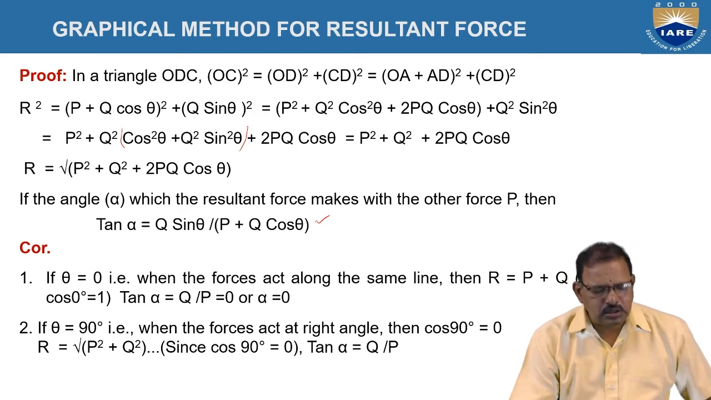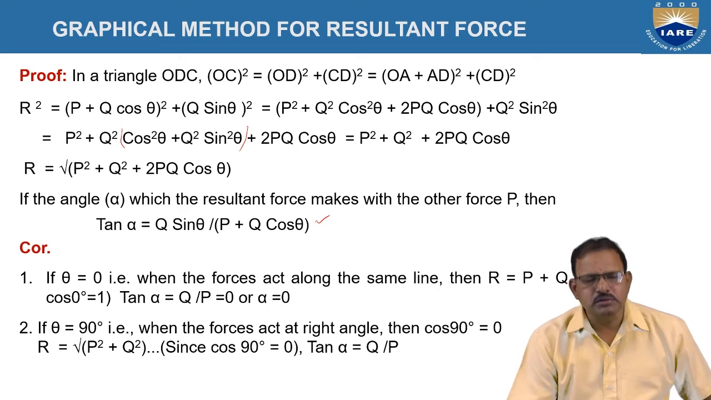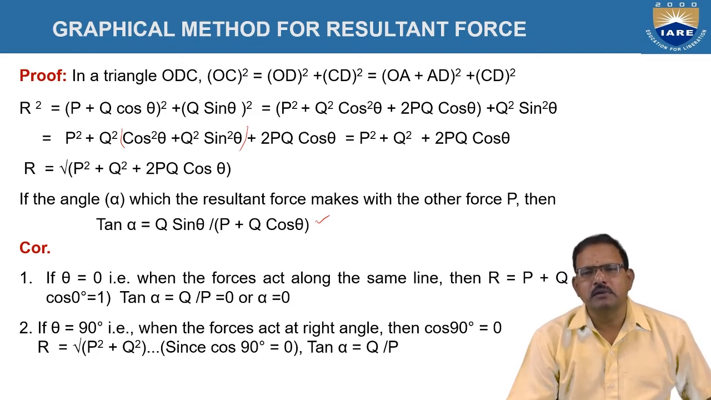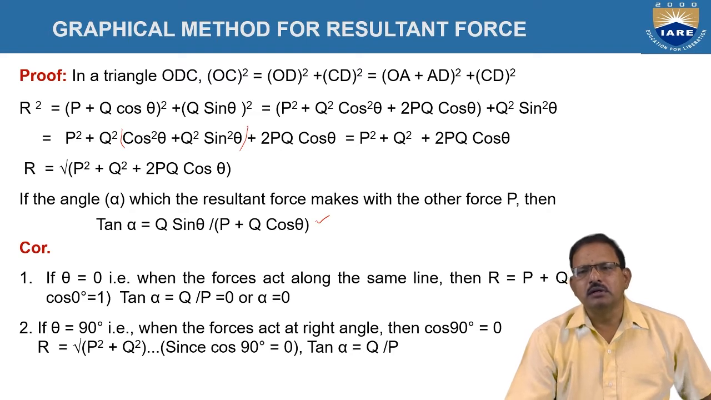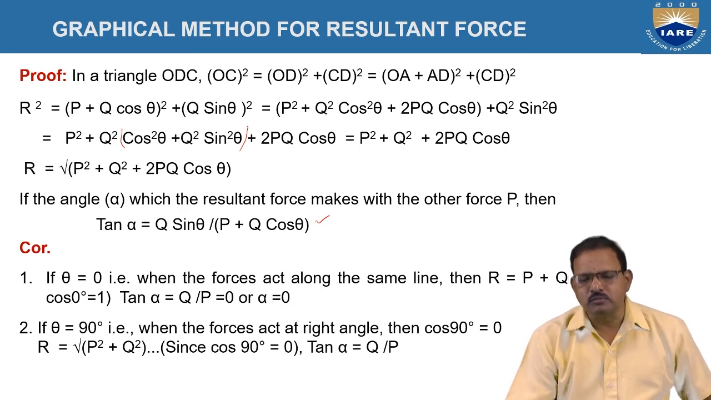So in this case, if theta is equal to 0, then these two forces are treated as collinear forces. Then the resultant of collinear forces is equal to the algebraic sum of the two forces, and it lies, if they are like forces, in the same direction. If they are unlike forces, the resultant is acting in the direction in which the magnitude of force is more.